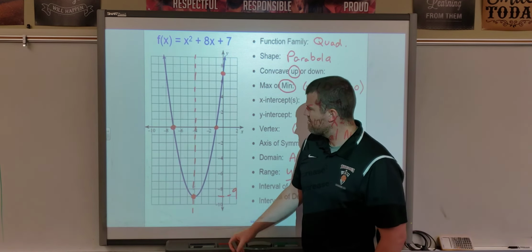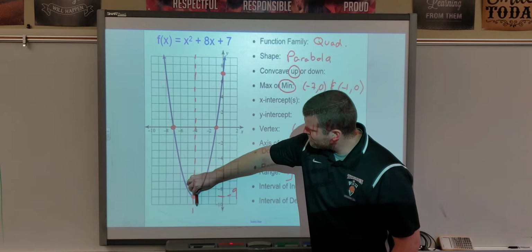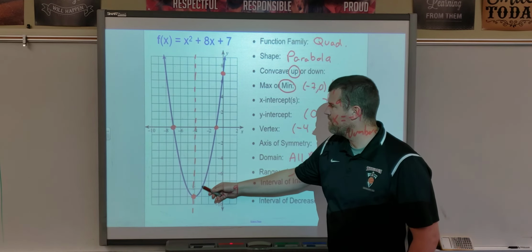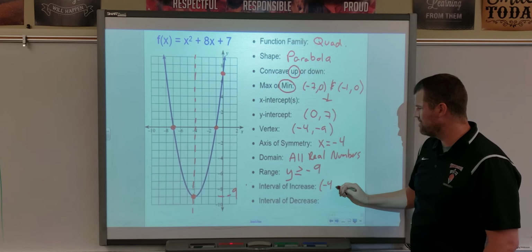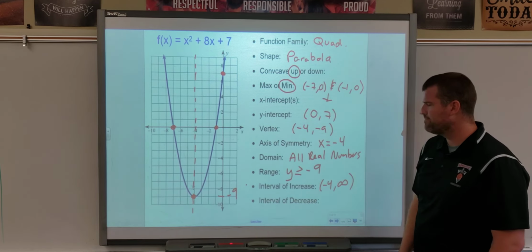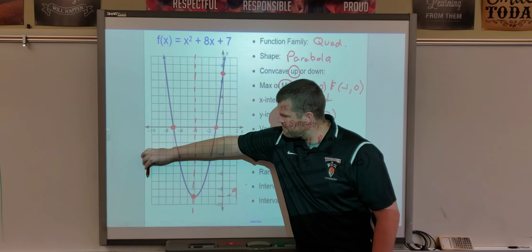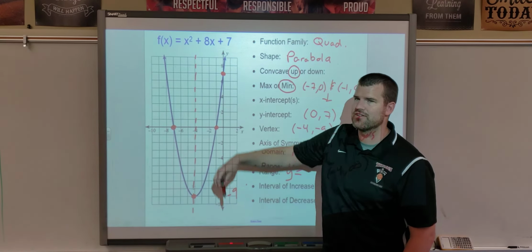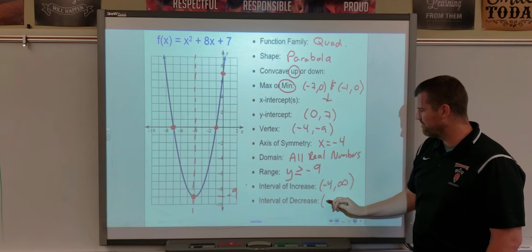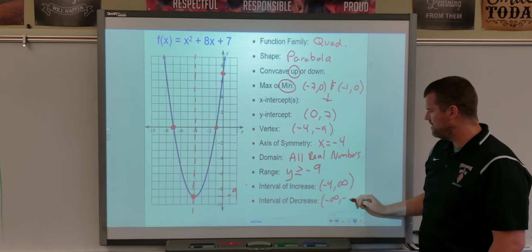Interval of increase from the axis of symmetry and to the right, that is where the graph is going up. So it's increasing from negative 4 until infinity, which means it decreased everything from negative infinity until negative 4, and then it started to go up. So it's decreasing from negative infinity to negative 4.